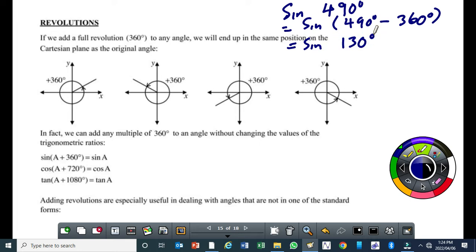Okay? So we are now in the second quadrant. In the second quadrant, sine is positive. But this angle here is not acute. We have to convert it to an acute angle, so we subtract it from 180. 180 minus 130, that will give you sine 50 degrees. So that will be your answer.